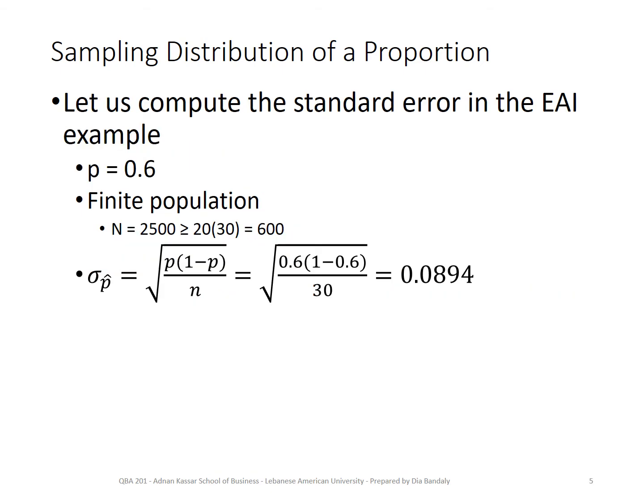So let's find this for our AAI example. We know that the population proportion is 0.6. We already established that 2500 is large enough, and this is our criterion. It's greater than 20 times 30. So we use the simple form. So it's simply the square root of P times 1 minus P, where P is the population proportion. Here we go, 0.6 times 1 minus 0.6 divided by the sample size. Okay, and we get 0.0894.